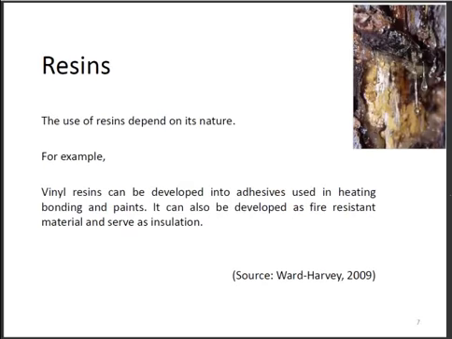Another type of chemical-based product we're going to talk about today is resins. The use of resins depends on their nature. For example, vinyl resins can be developed into adhesives. They can also be developed as fire-resistant material and serve as insulation. It depends on the nature of the resins, and then we can define how they can be used in the construction industry. Please have a look at the textbook, where there are different types of resins and how they can be used in the construction industry.